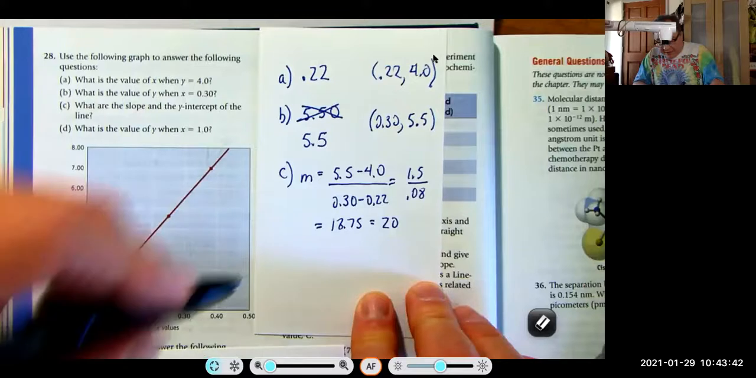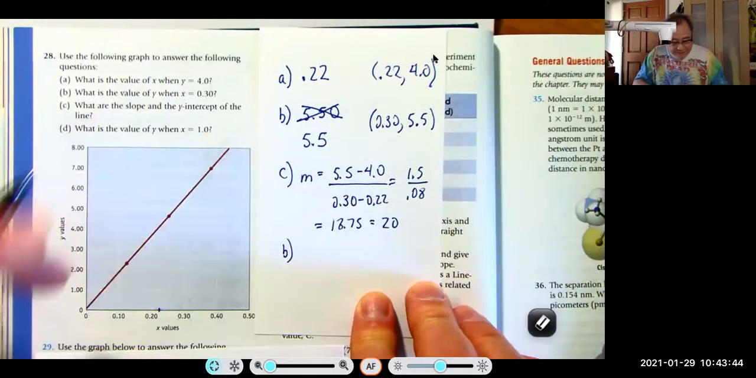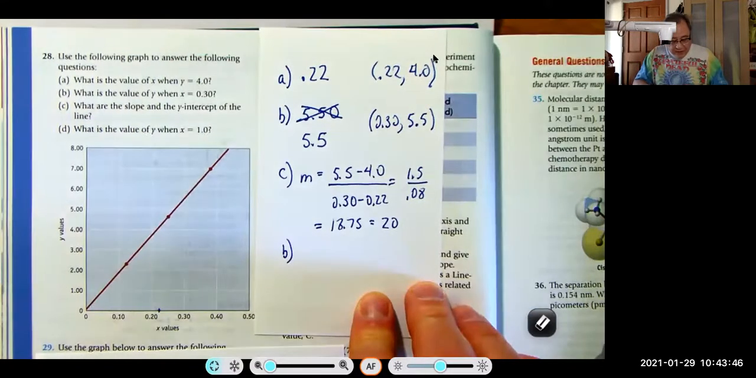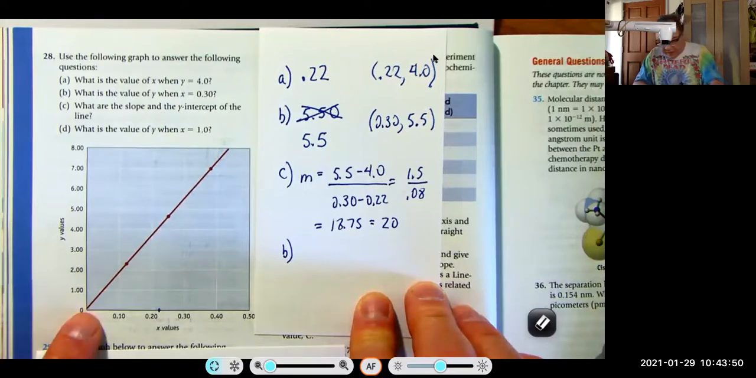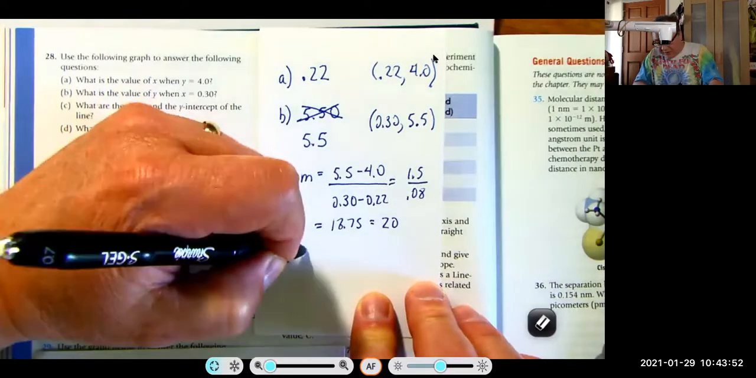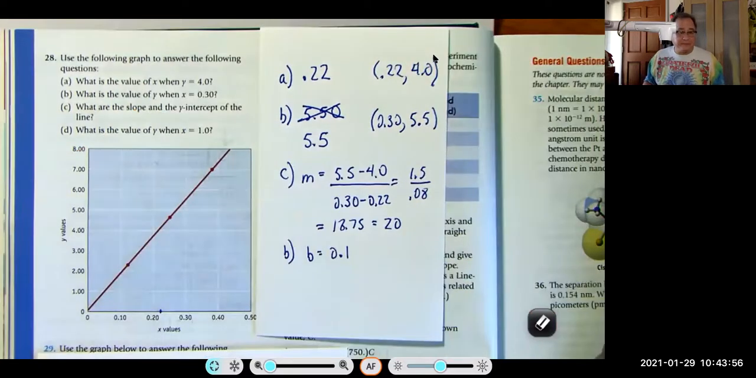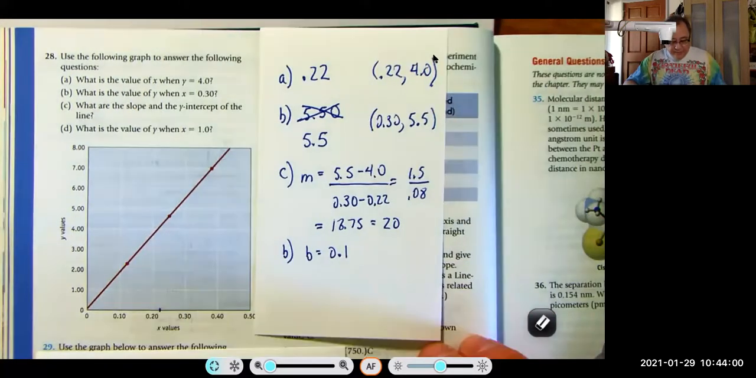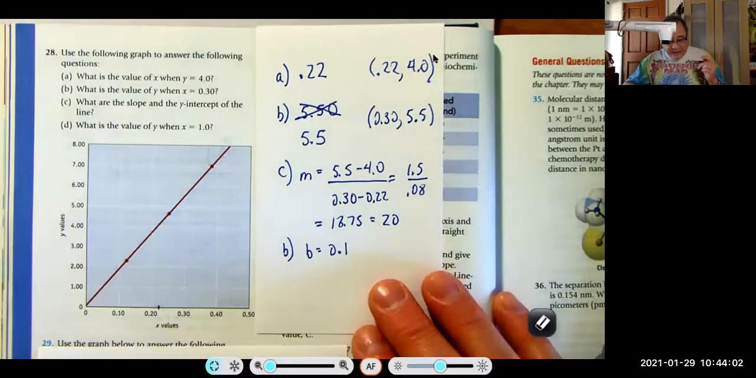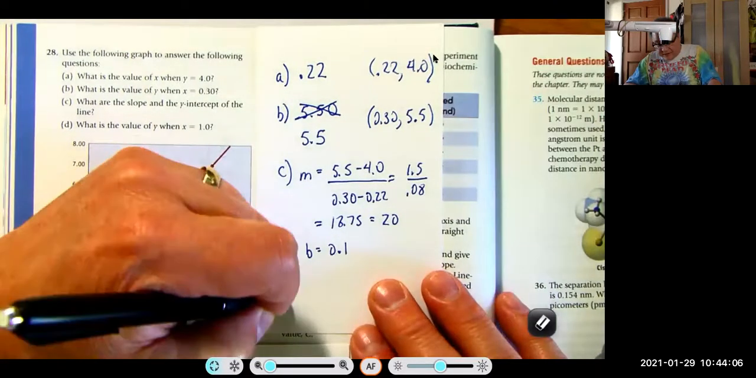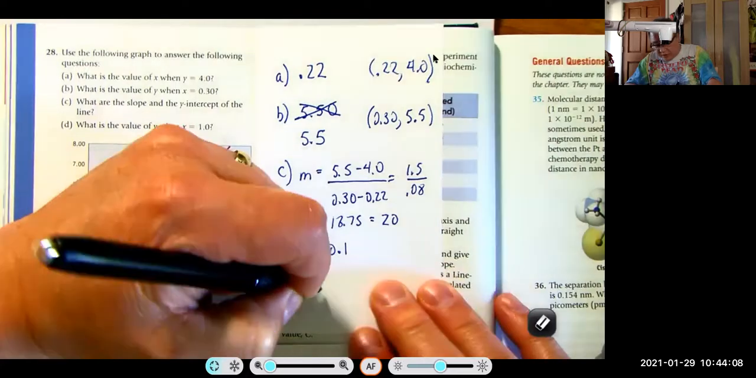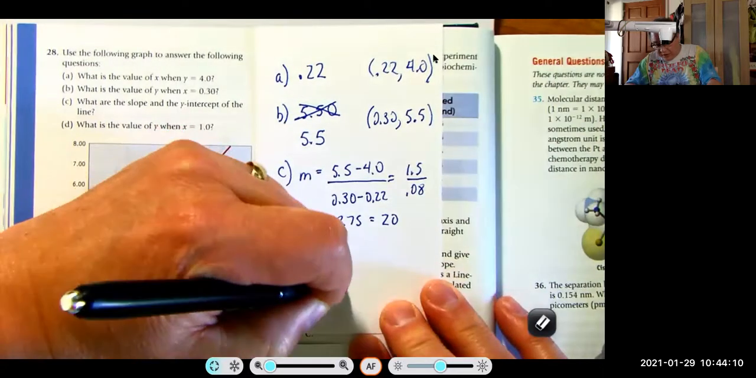And for the b-intercept, I'm just going to read it right off the graph. And looking at the graph, it looks like it's 1/10 of the way. So I'm going to call b equal to 0.1. So that means that the equation of the line would be y is equal to 20x plus 0.1.